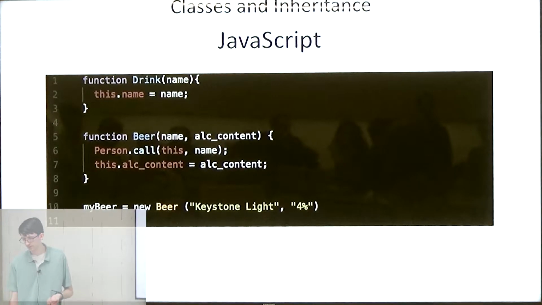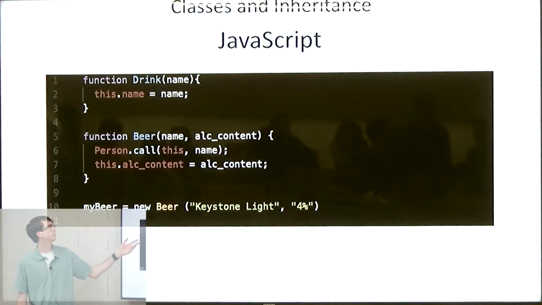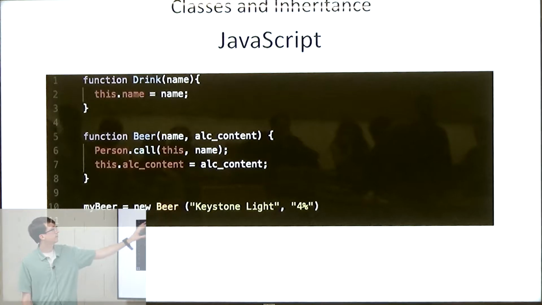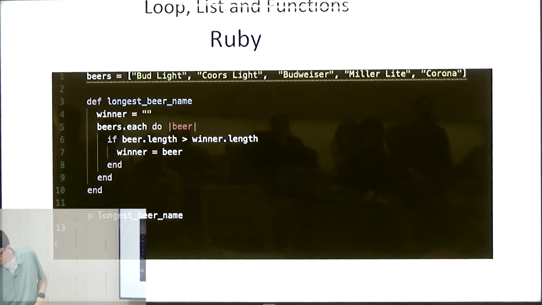Classes and inheritance. JavaScript doesn't really have classes. They have kind of faux classes, just a function. They're called constructors. Same kind of thing. Here's the main. This is the parent. Here's the child. You inherit it by calling this person.